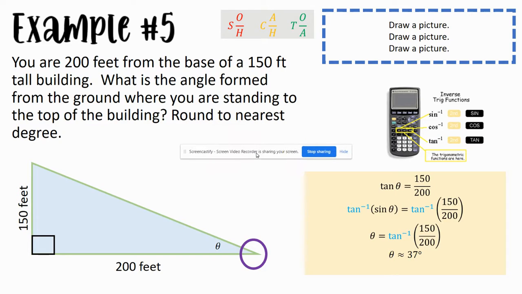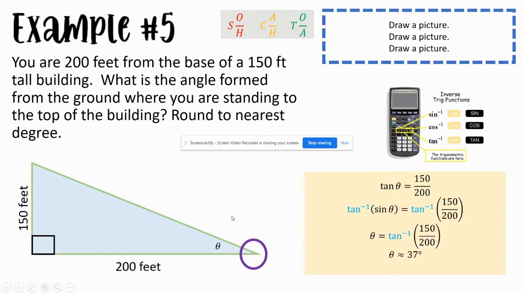Number 5, you are 200 feet from the base of a 100-foot tall building. Here's the building. You're 200 feet away. Here's where you are. What is the angle formed from the ground where you are standing to the top of the building? Round to the nearest degree. So this is the angle that we're trying to find here.